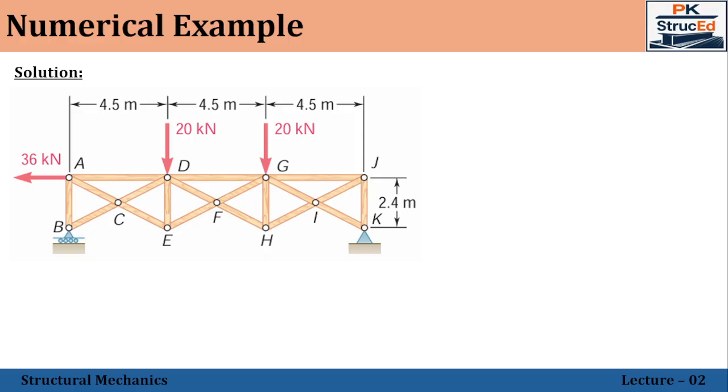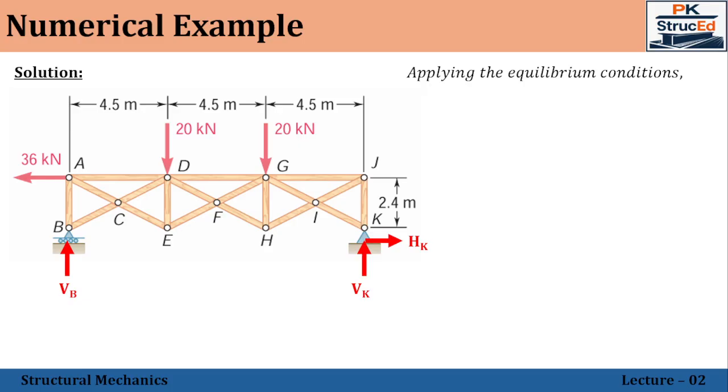Now the second step is we need to find the support reactions. Since the roller support has a vertical reaction and the hinged support will have both vertical and horizontal, let me assume them in these directions. Applying the equilibrium equations, that is, sum of Fx equal to 0.